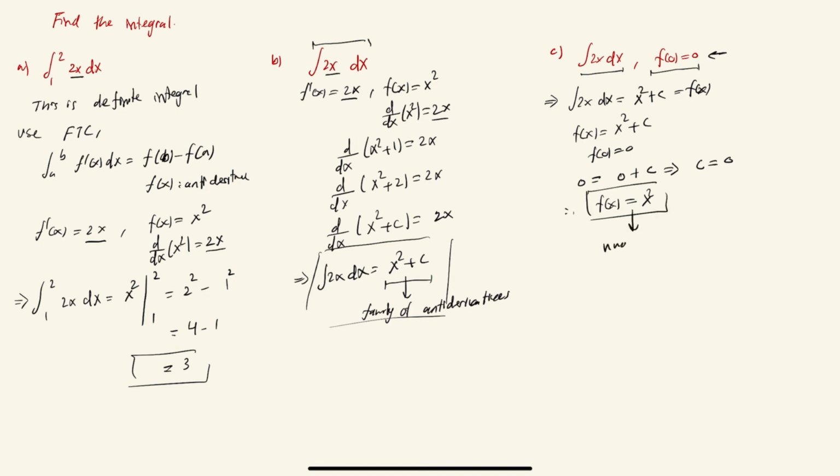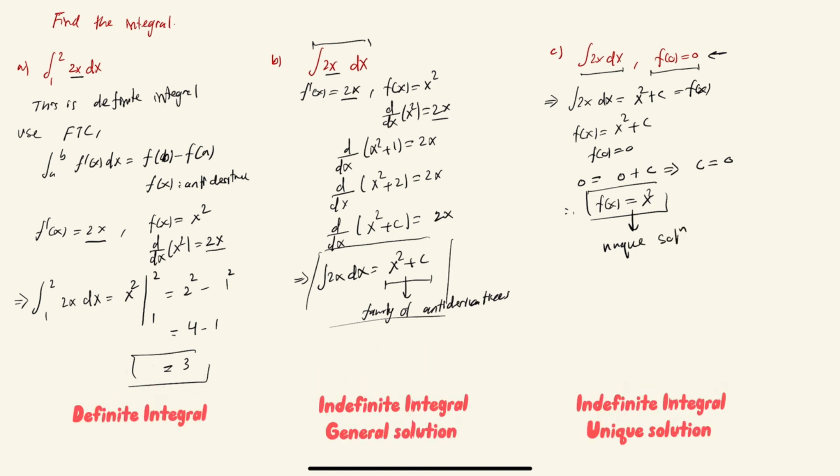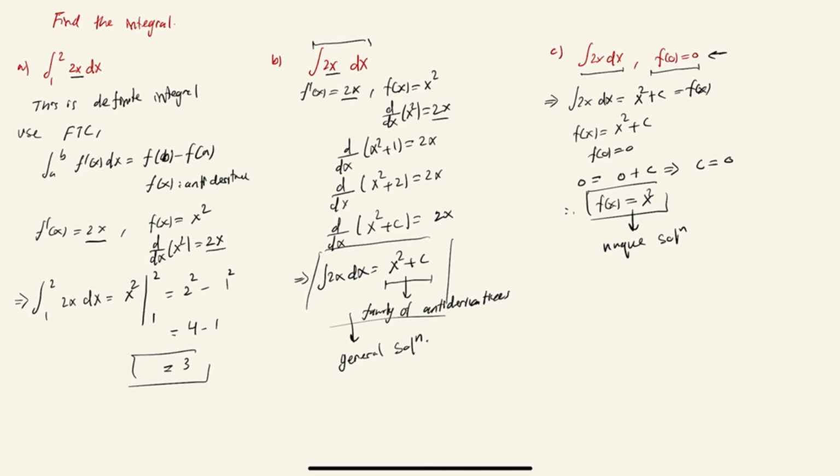Notice in here, this is called a unique solution since we only have one value of c. Here c is 0. On the other hand, for part B, the solution is called a general solution because we use c and c can be any number in here. It's not unique.